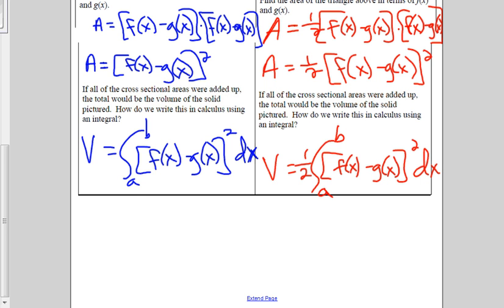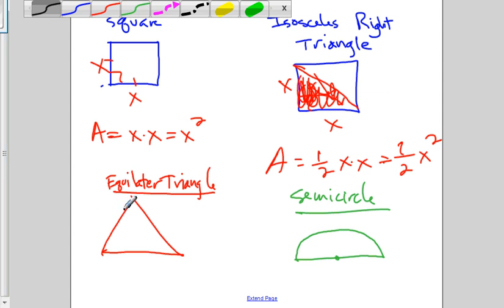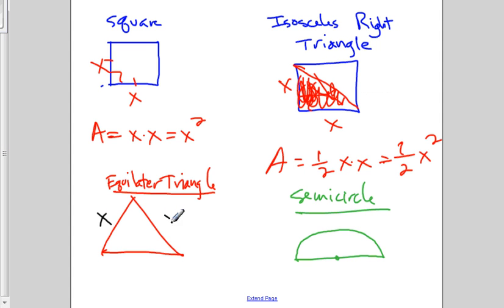For an equilateral triangle, all three sides are the same. So how do I find the area of this? I have to take this, and this was a 60-degree angle, so it becomes a 30, 60, 90 triangle.